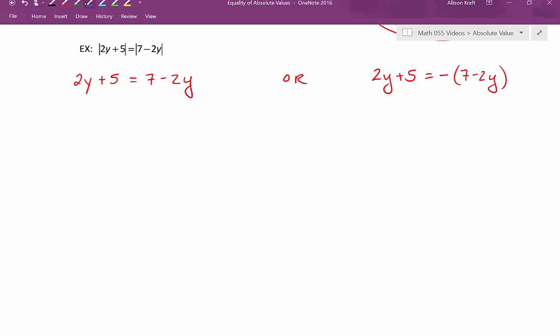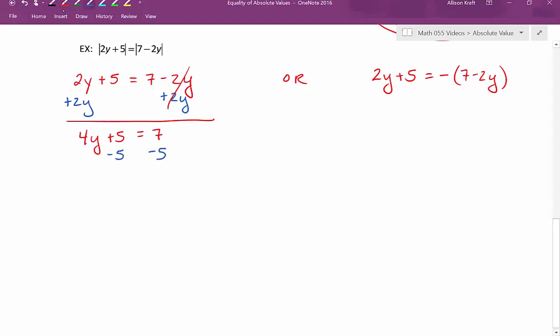Solving the equation on the left, I'll start by adding 2y to both sides to get our y's together. This gives us 4y plus 5 equals 7. Subtracting 5 from both sides, we get 4y equals 2. Lastly, we divide by 4. We get y to be 2 over 4, which simplifies to be 1/2.